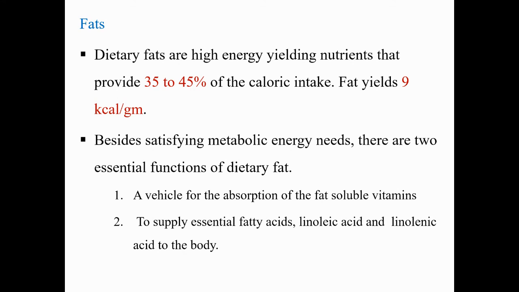Besides satisfying the metabolic energy needs, there are two essential functions. The most important two essential functions of dietary fats: number one, it acts as a vehicle for absorption of fat soluble vitamins. If fats are there, then only absorption of fat soluble vitamins is possible. Clear? That's the most important thing. And the second point is to supply essential fatty acids.